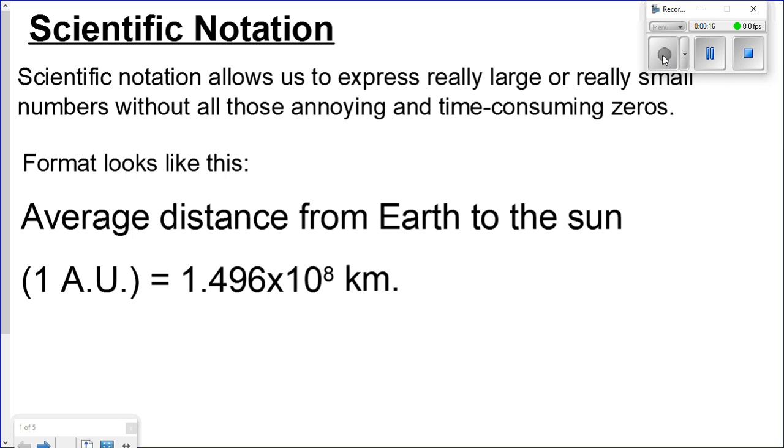The average distance from Earth to the Sun is 1 astronomical unit, which is equal to 1.496 times 10 to the 8 kilometers. So there's different parts of this. First, the 1.496, that's the actual numerical value you care about. If we were to write this out in full notation, you would get 1, 4, 9, 6, and then 3 of these 8 are taken care of here, and that means another 5, so you're going to have 5 zeros afterwards.